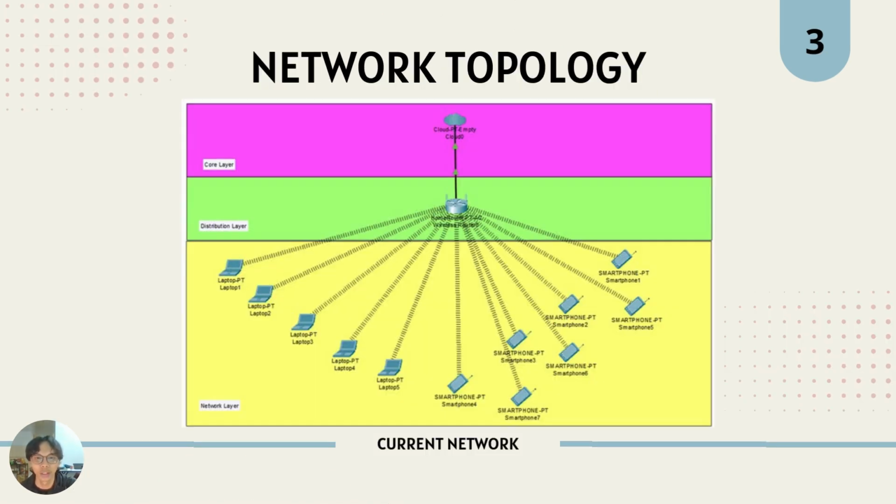We have our network topology of the current network. So the logical network design represents the current layout of the home network, where a 4G/5G router connects directly to the ISP, distributing wireless connectivity to all devices. This design highlights a core layer, distribution layer, and network layer with no intermediate devices like switches or extenders, resulting in potential bottlenecks and limited scalability, especially when managing simultaneous connections from multiple devices.